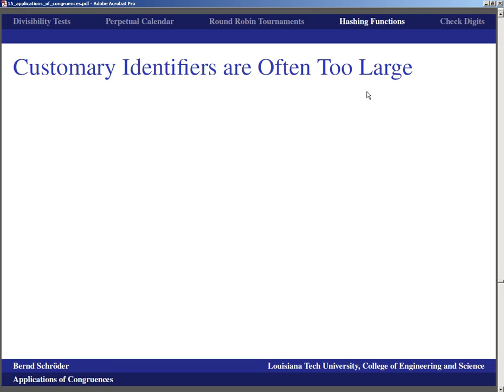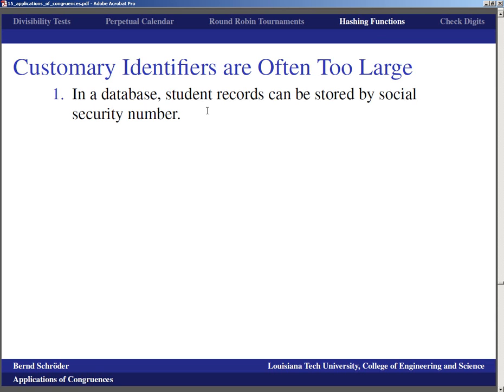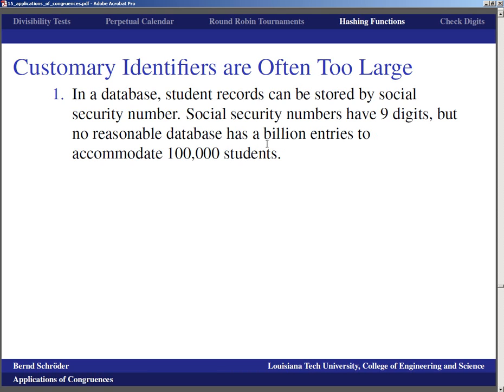So customary identifiers are often too large for storage because, for example, when you've got a database, student records can be stored by social security numbers. Now, with concerns about identity theft, that is certainly very much discouraged. But all that means is that students are given a student ID number, and very often that number is very similar to a social security number. So, for the time being, let us just assume that things are stored by social security number. Well, social security numbers have 9 digits, and no reasonable database will have 1 billion entries to accommodate 100,000 students.